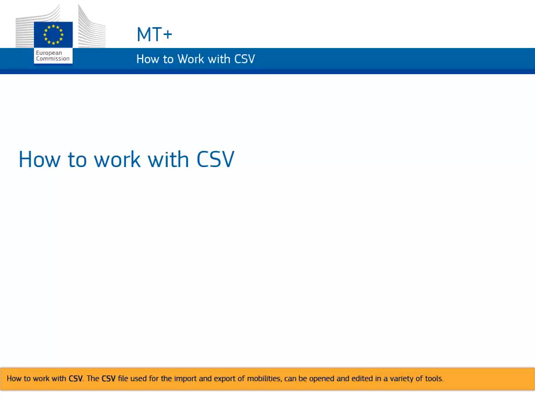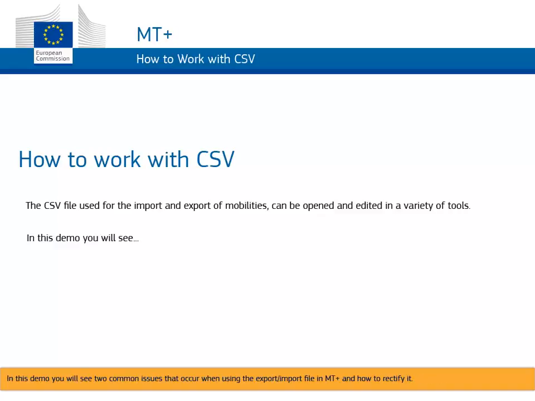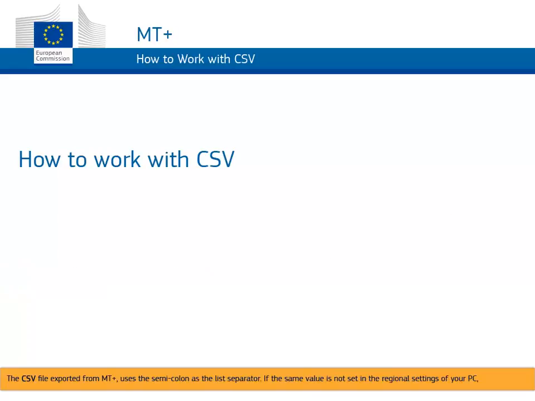How to work with CSV. The CSV file used for the import and export of mobilities can be opened and edited in a variety of tools. In this demo you will see two common issues that occur when using the export/import file in MTool, and how to rectify it. The CSV file exported from MTool uses the semicolon as the list separator.